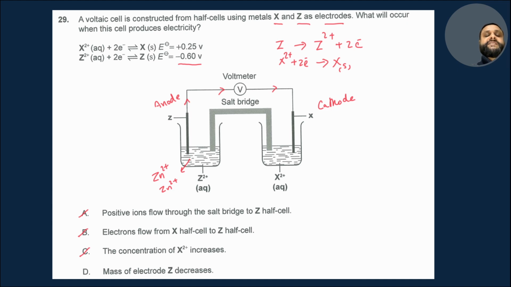That leaves us D as the option. The mass of electrode Z decreases because Z gets oxidized into Z2 plus. So D is the correct answer.